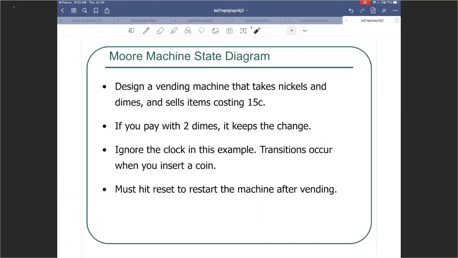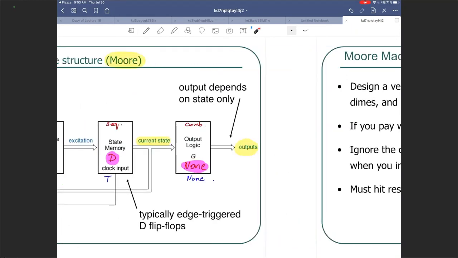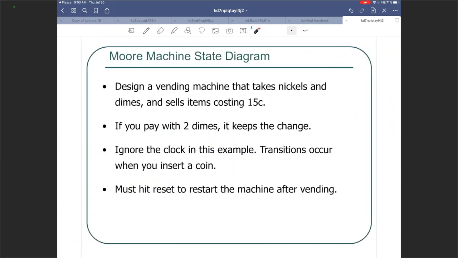Now, let's keep moving. Moore machine state diagram. How are we going to draw a state diagram for this particular Moore machine? We are trying to design a vending machine that takes in nickels and dimes and sells an item costing 15 cents.